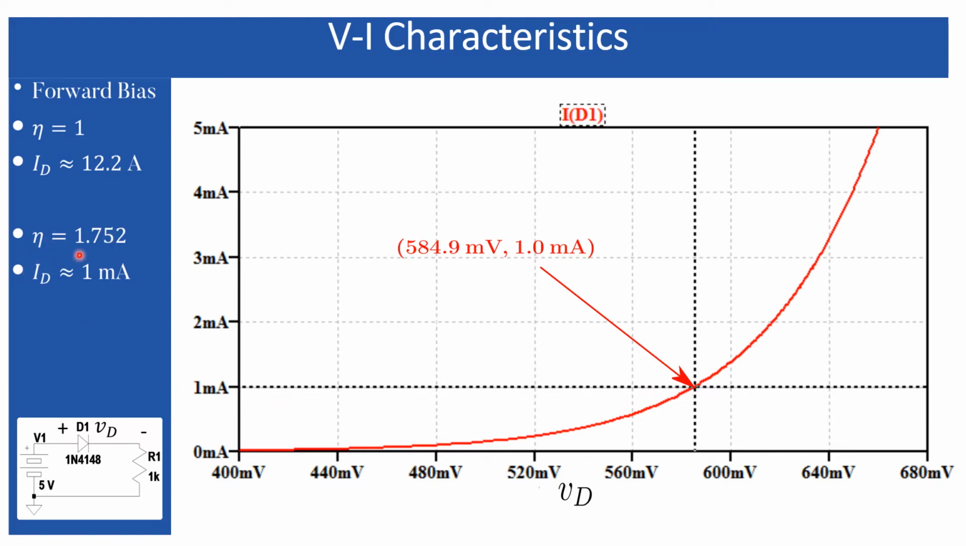But when I use the ideality factor 1.752, at this particular voltage the diode current comes to 1 milliampere, which is in close agreement with the simulated results. In general, the cut-in voltage, or the threshold voltage, or the built-in potential, is considered for that current when the current attains 1 milliampere. So here this point represents the cut-in voltage or the built-in potential, which is 584.9 millivolt.